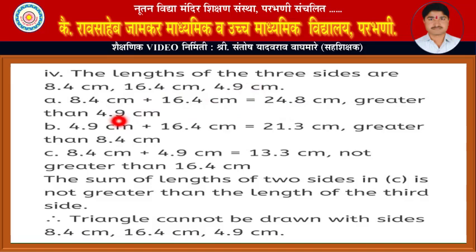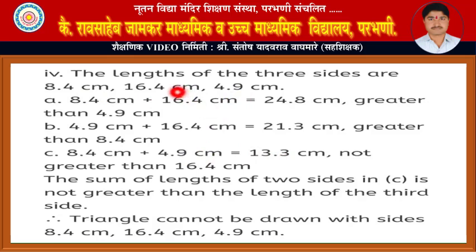Now let's change the sides for B. In B we are going to take 4.9 centimeter plus 16.4, which is equal to 21.3 centimeter. The answer is greater than the remaining third side, that is 8.4 centimeter. Now we take operation C. In that we are going to take 8.4 plus 4.9 centimeter, which is equal to 13.3 centimeter.